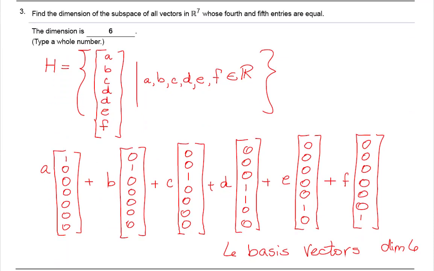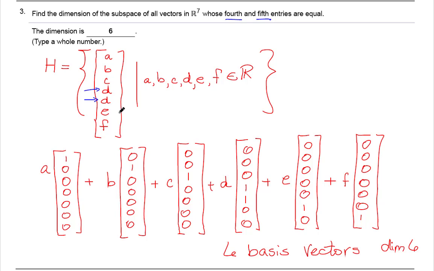In question 3, we'd like to find the dimension of the subspace of all vectors in R7. So here's a vector in R7 with 7 components, but there's a restriction, and that is the 4th and 5th entries are equal. So you see here down in the 4th and 5th entries, they are exactly the same. So we have the subspace H consisting of everything of this particular form.